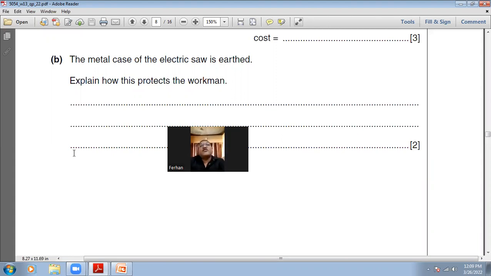Another thing which happens is that when the current starts going through the earth wire into the ground, the current which is drawn from the main supply will surge, it will increase. When this happens, the fuse in the live wire will become hot, melt and blow, and it will cut off the electric saw from the live current. So this is the benefit of the earth wire.